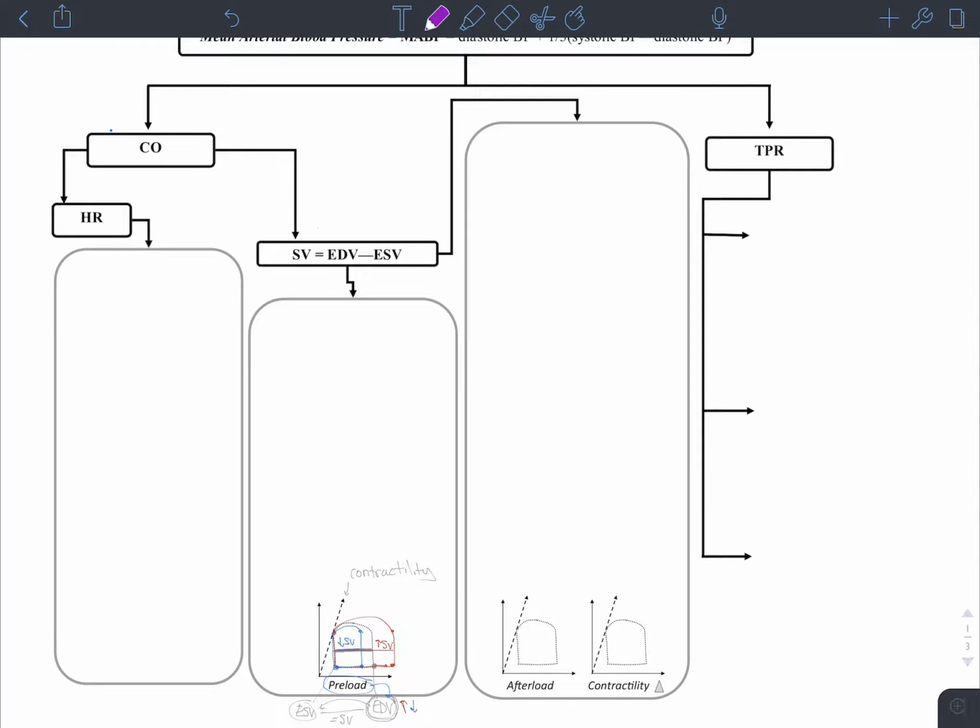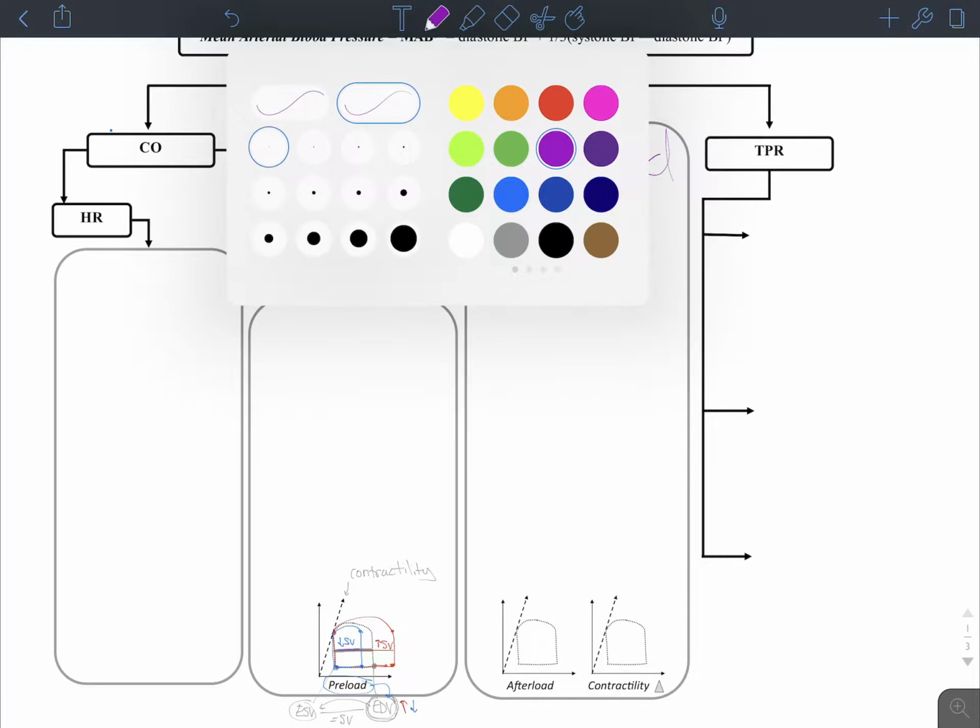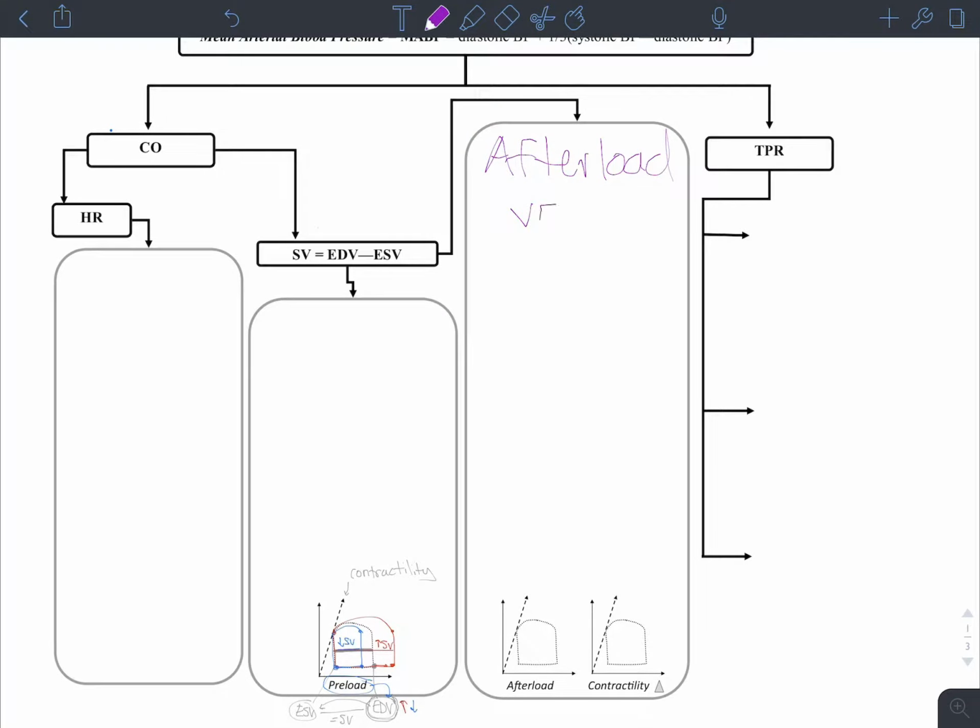And that is afterload. All right, so afterload is the amount of pressure and blood that is being forced upon the aortic semilunar valve. Okay, so we're trying to get blood past the aortic semilunar valve and into the systemic circuit. So we're thinking about the blood and pressure at that point. So how can we affect that? We can affect that in two ways, and that's with vasoconstriction and vasodilation.